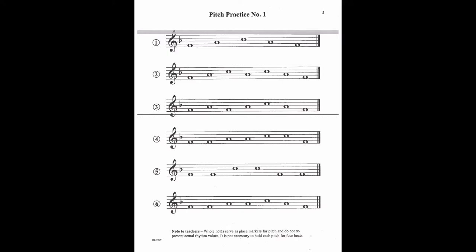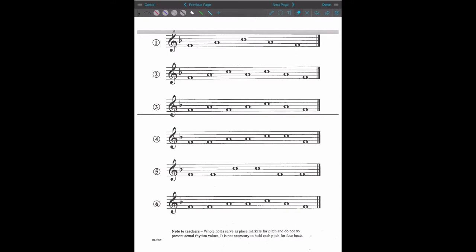All right, so we are now going to put into practice our solfege that we've learned all last week. And we're going to look at pitch practice number one. We learned the whole scale, do, re, mi, fa, sol, la, ti, and do. But now we're only going to be using three of those. And those three that we're going to be using are do, mi, and so.